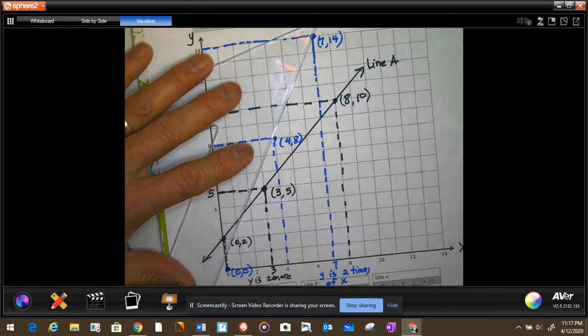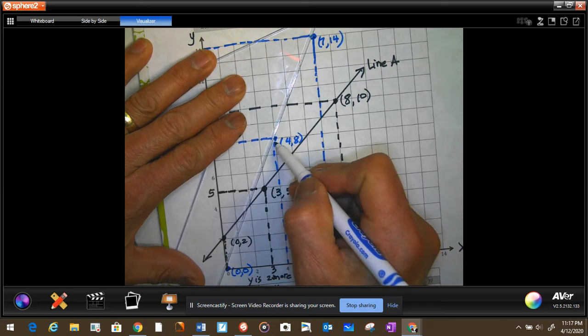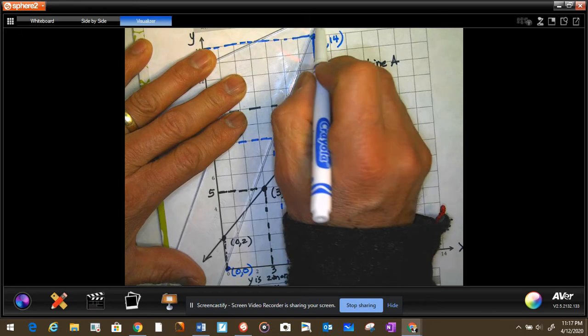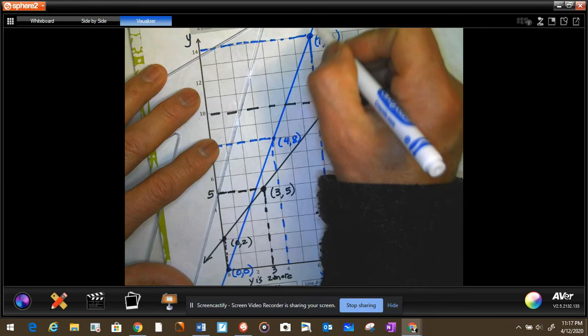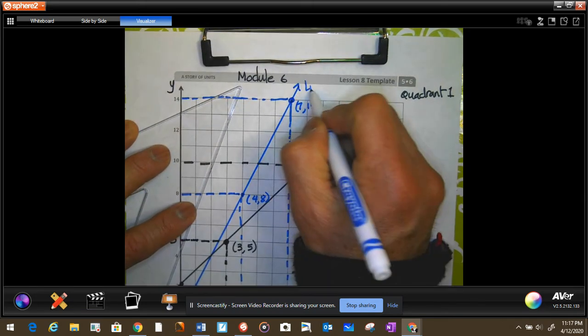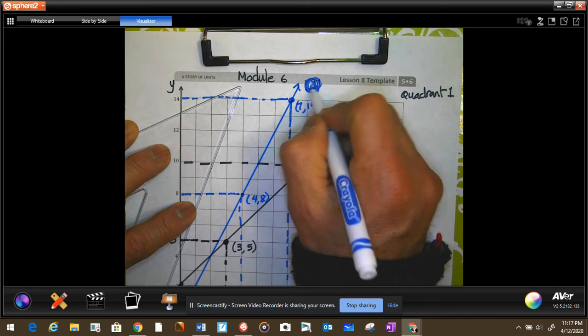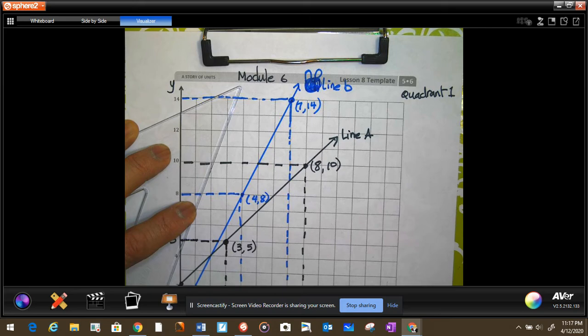Now we're going to connect them. It starts with 0, 0, passes through 4, 8, and passes through 7, 14. So when we align them, it should go like this. And we're going to label this line. It's going to be line B. This is line B.